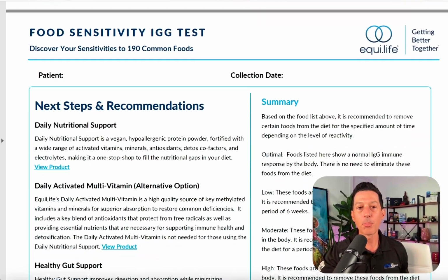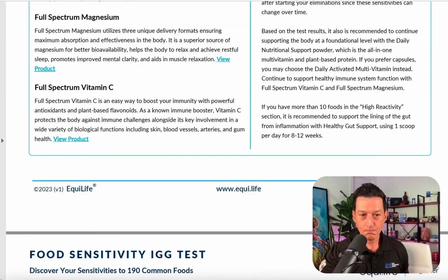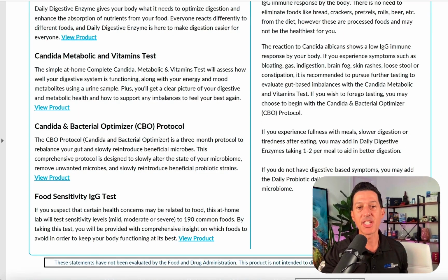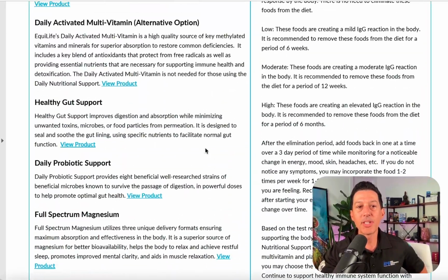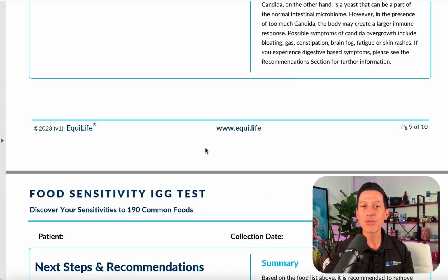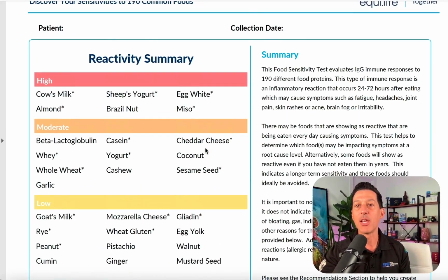So pretty simple, pretty straightforward. And then we start to talk about some different things that you can do, like test for Candida overgrowth, begin the CBO protocol, and then a retest if you want in the future. So, really simple. What do we want to do? Let's answer some questions, though, that we often get.